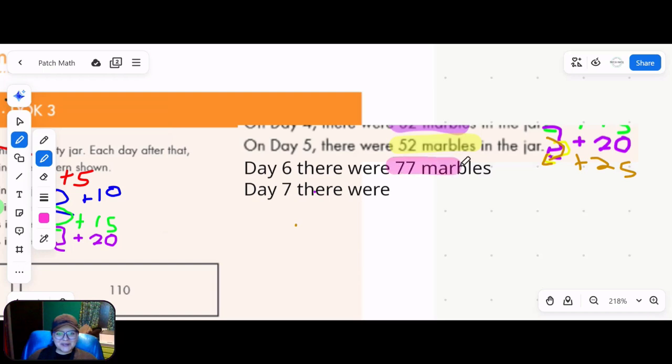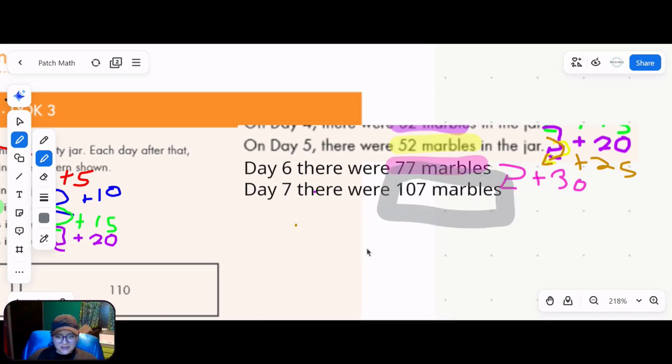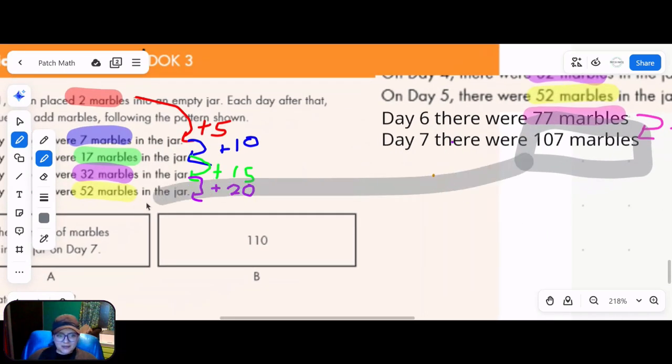Moving on to day 7, the last day. We'll see, we started on day 6 with 77 marbles. If we add the next multiple of 5, which is 30, all right, the pattern here was increasing multiples of 5 every time we go up. And so 30 plus 77 is 107.